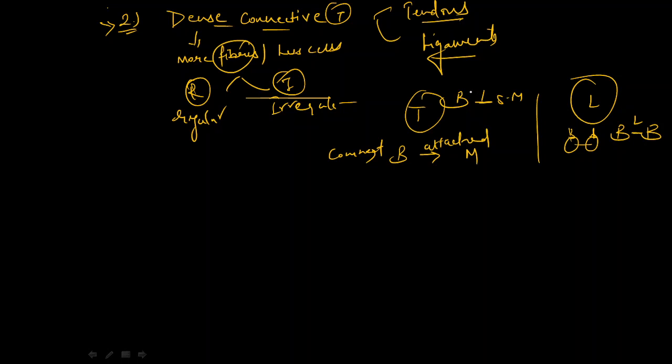Now, if I'm talking about tendons, the second point is that they are made up of white fibrous tough tissue. So white fibrous tissue, you can say that. While a ligament is made up of yellow elastic tissue.